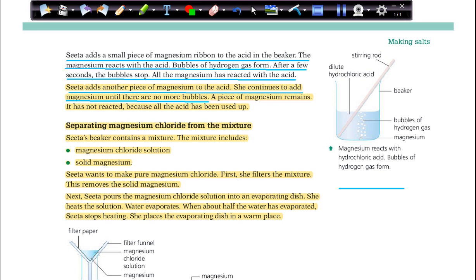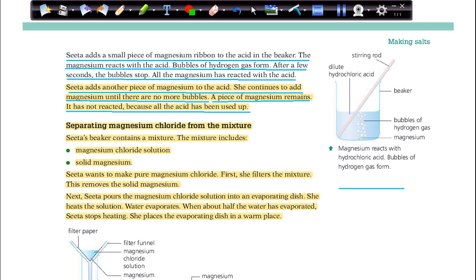In this case, that means all the acid's hydrogen was replaced by magnesium. So it means this volume of acid needs a specific amount of magnesium to react with. A piece of magnesium remains. It has not reacted because all the acid has been used up. So this also could be a question.